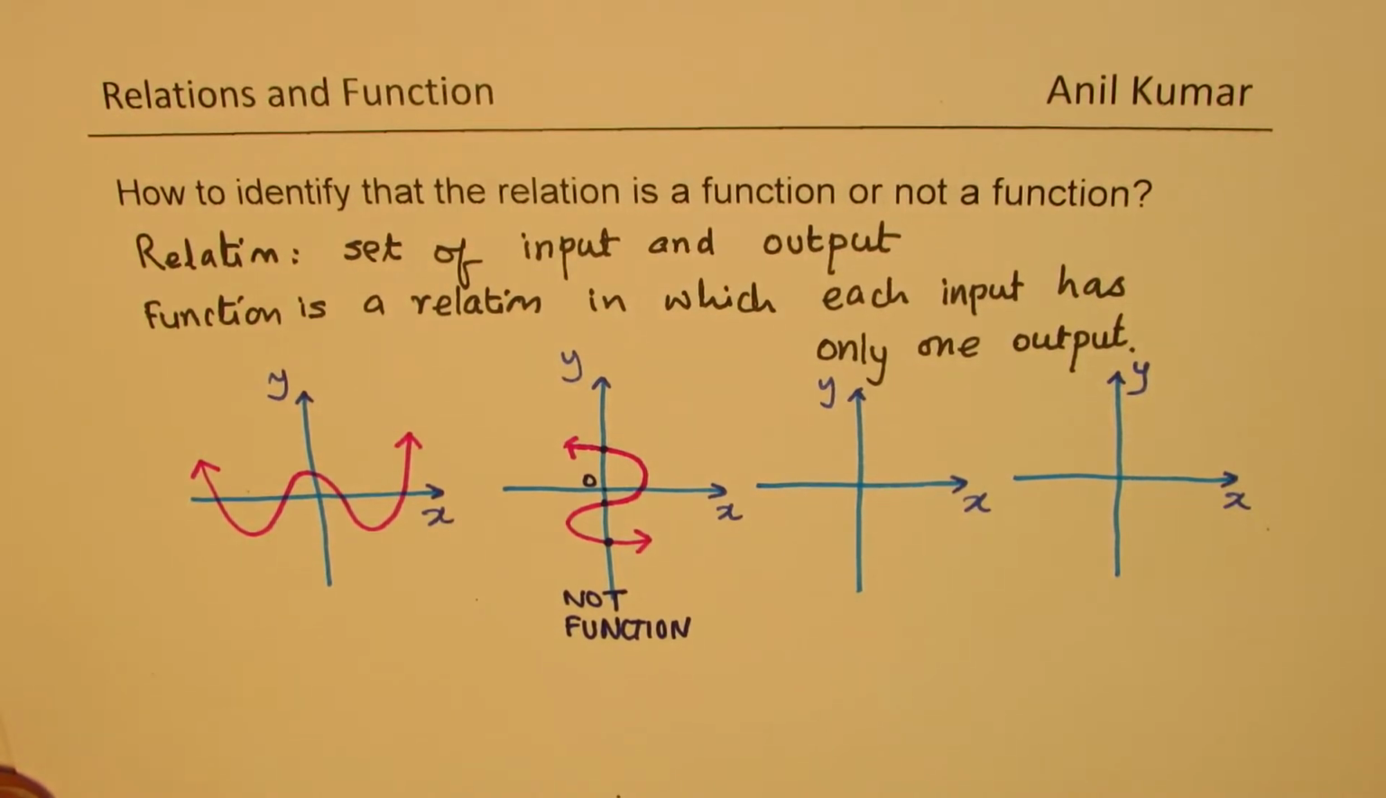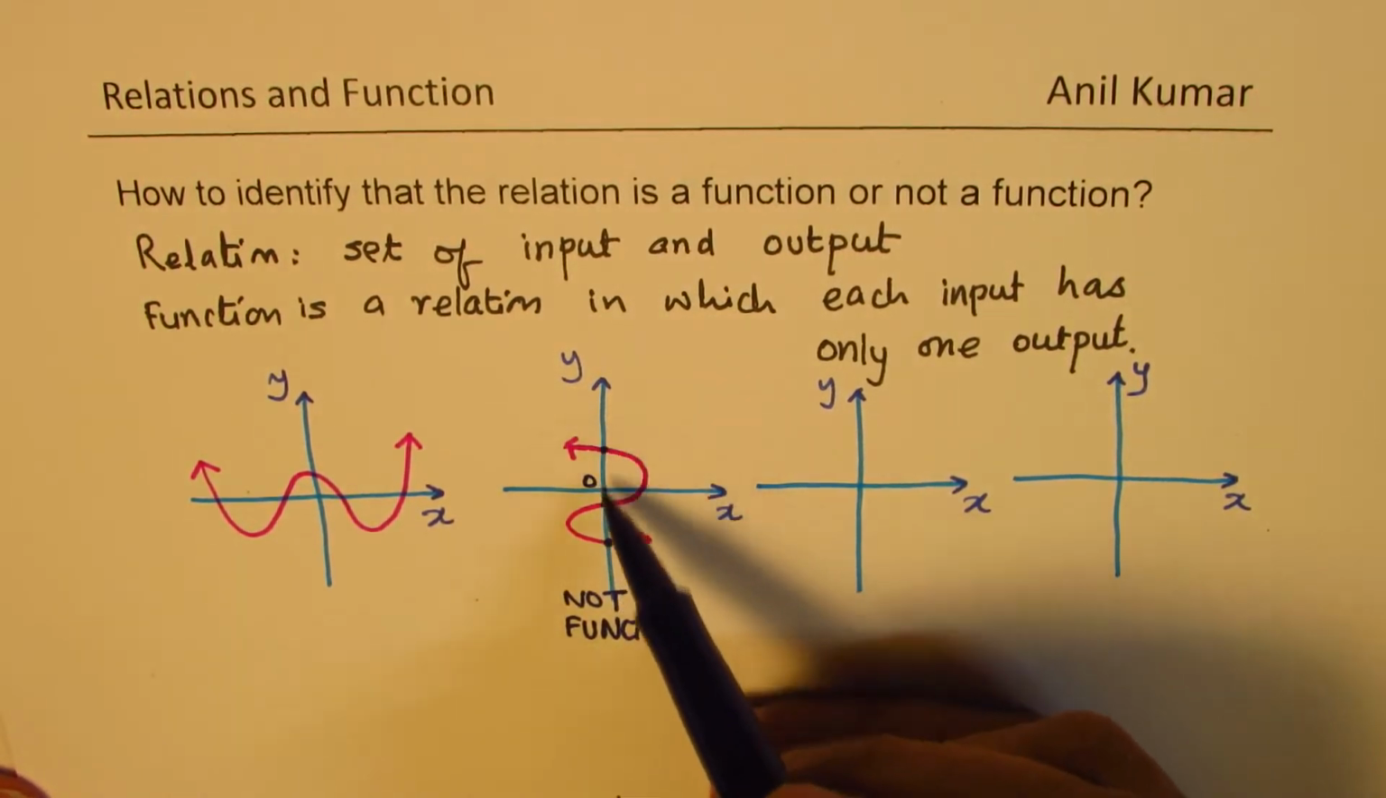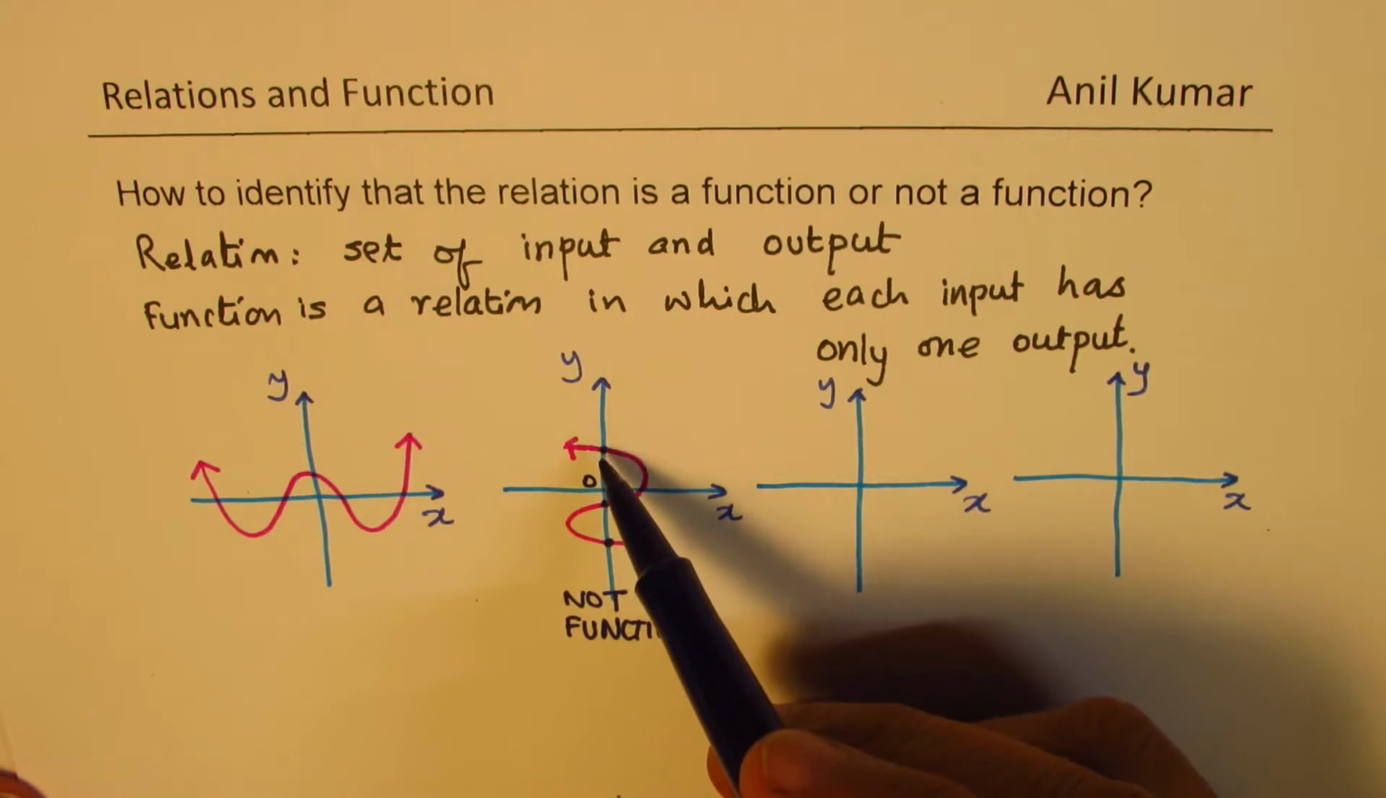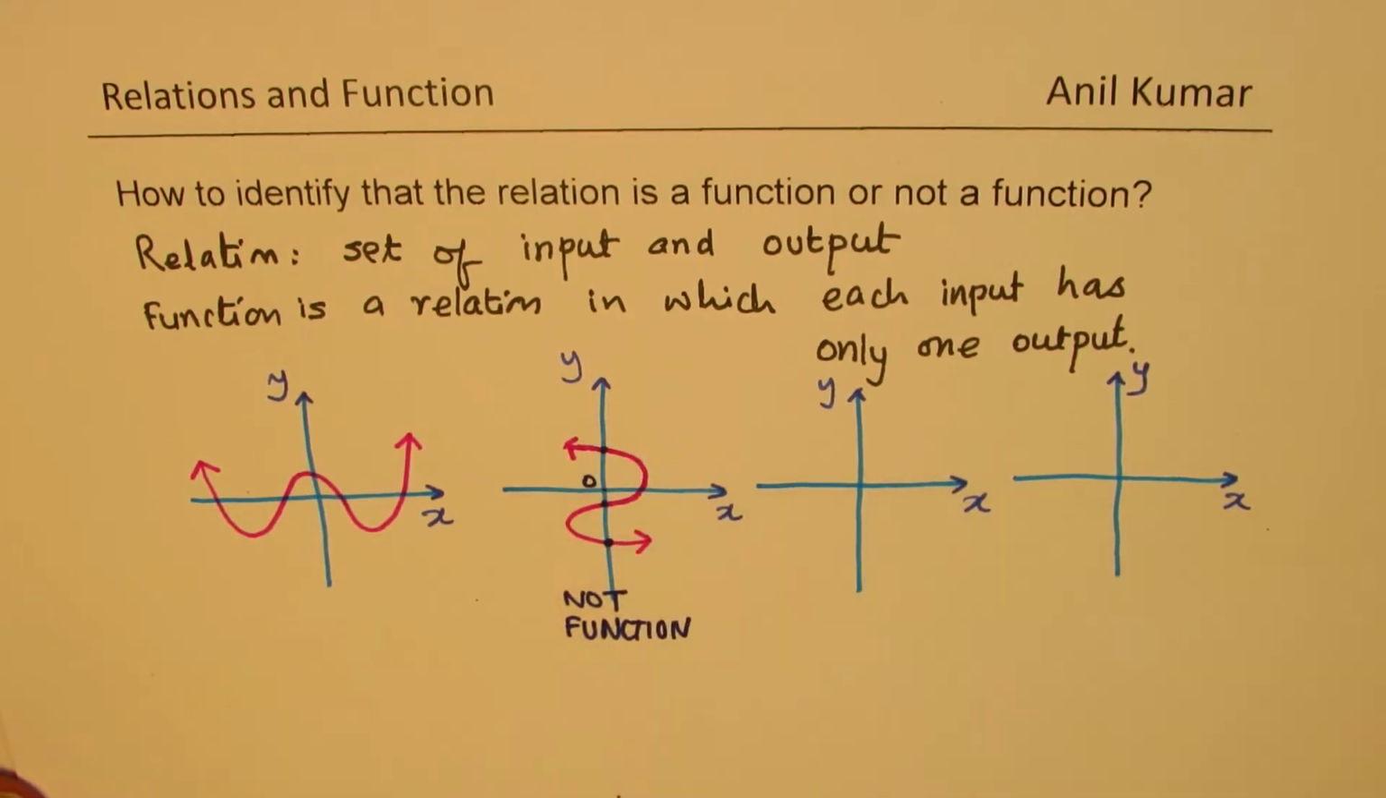Perfect. So what we observe is that if a vertical line cuts through the graph at more than one point, then it is not a function, and we call this the vertical line test. From a graph, the vertical line test can easily tell us whether the given graph represents a function or not.